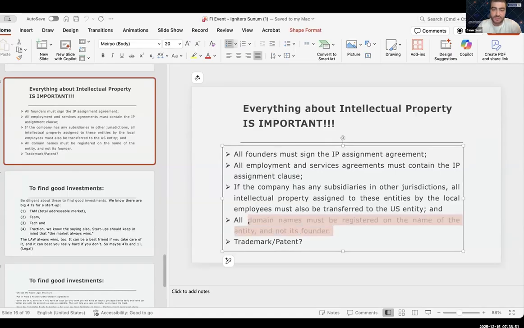Another common mistake is the domain names. Most founders obtain the domain names in their own name, but believe me, in due diligence, investors also check this and tell you, hey, can you transfer the domain to the company? I don't want you to own it.